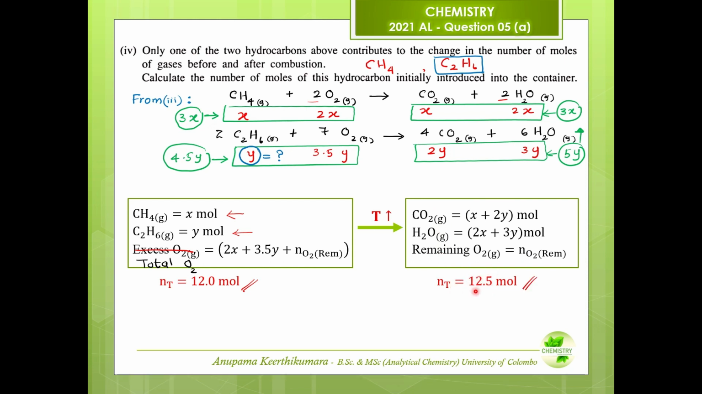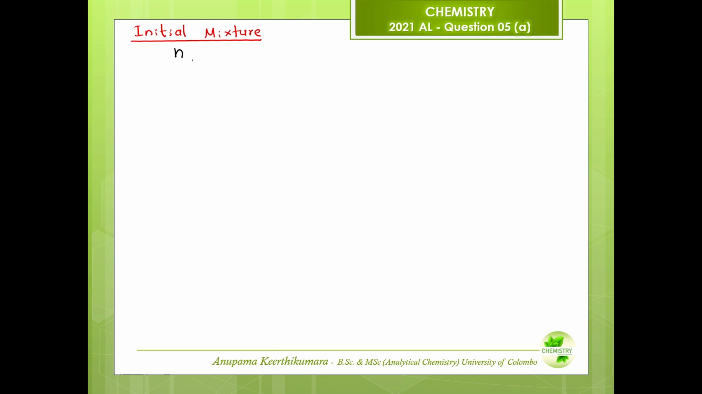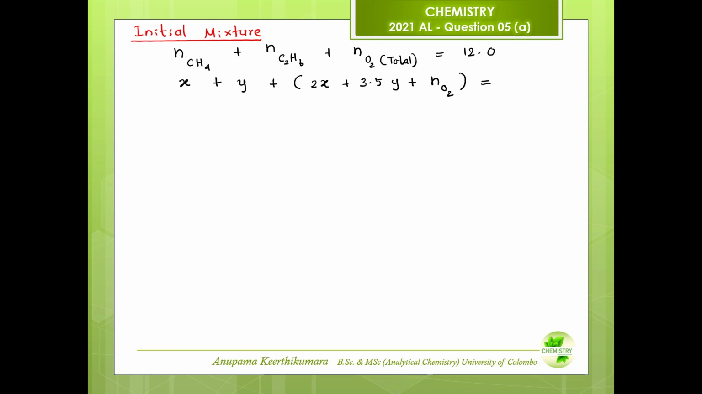Therefore, we can write two equations. Initial number of moles of CH4 gas plus initial number of moles of C2H6 gas plus initial number of moles of O2. We can write that the total, including oxygen, equals 12. Number of moles of CH4, that is X moles. C2H6, it's Y moles. Oxygen, it's 2X plus 3.5Y plus NO2, that is the remaining amount. That equals 12.